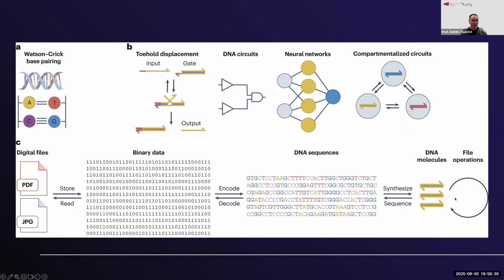You can also look into here. This is the Watson-Crick base pairing. And then you can have different mechanisms to store the data, and you can incorporate toehold displacement, DNA circuits, neural networks, or compartmentalized circuits. So these are different ways to store data and to convert it into different signals. And then just like the computer, you can convert it into a digital file. They can be stored or they can be read using this binary code. They can also be converted back and forth to DNA sequence. And DNA sequence, as mentioned, can be synthesized into DNA molecules, and then it will operate the file in this way.